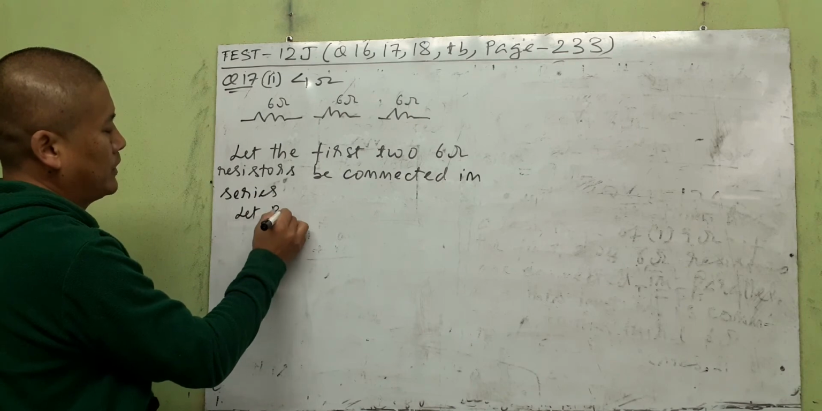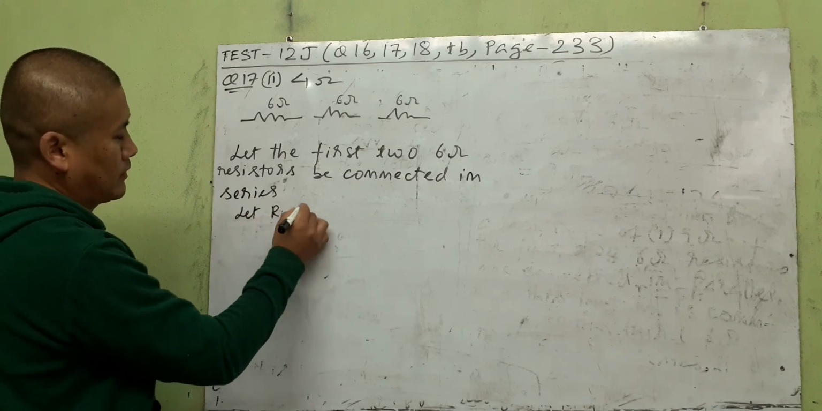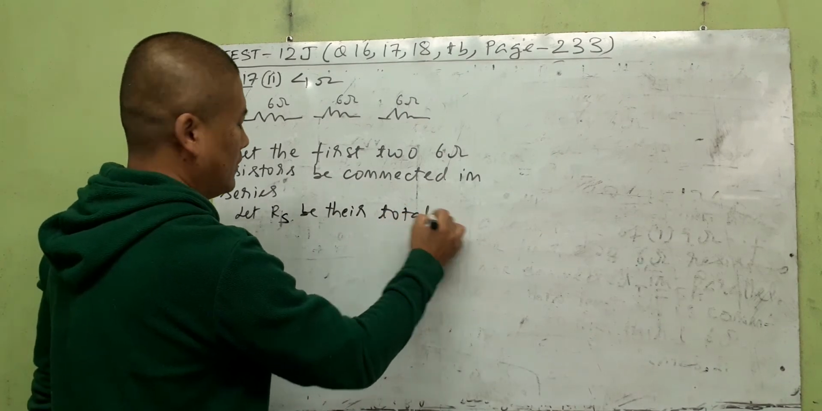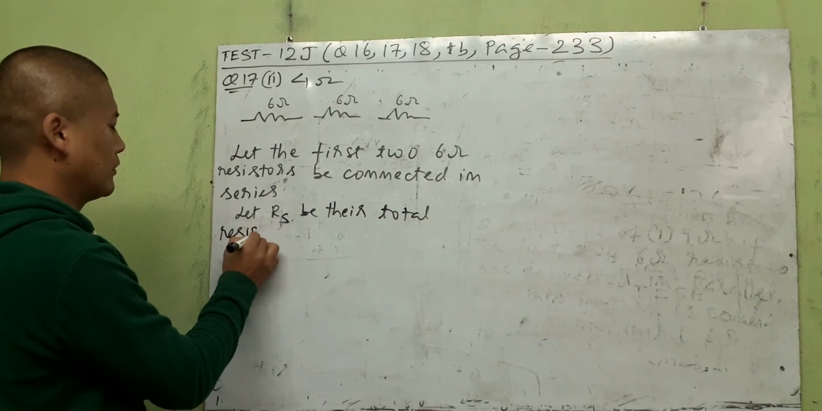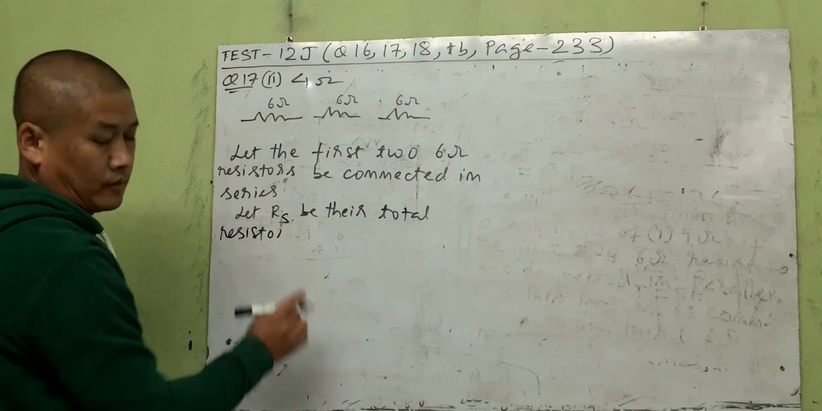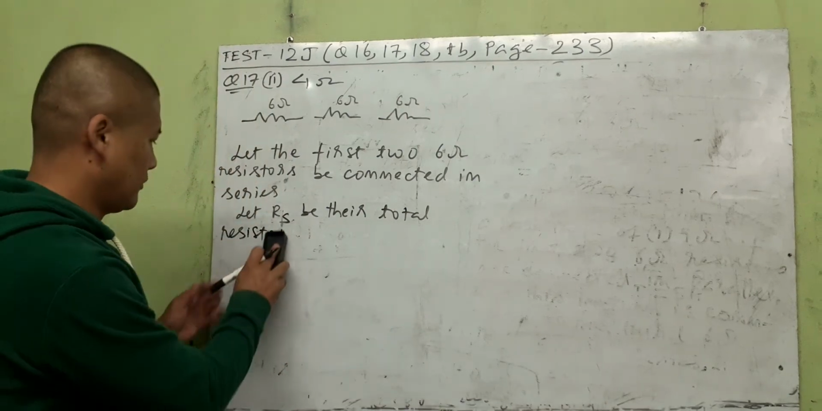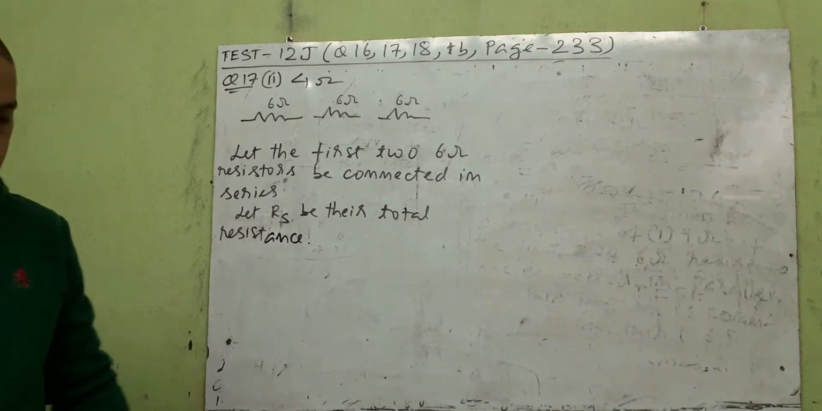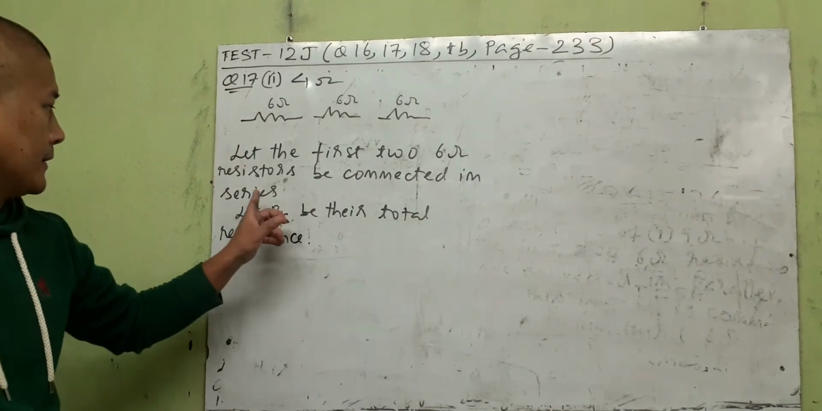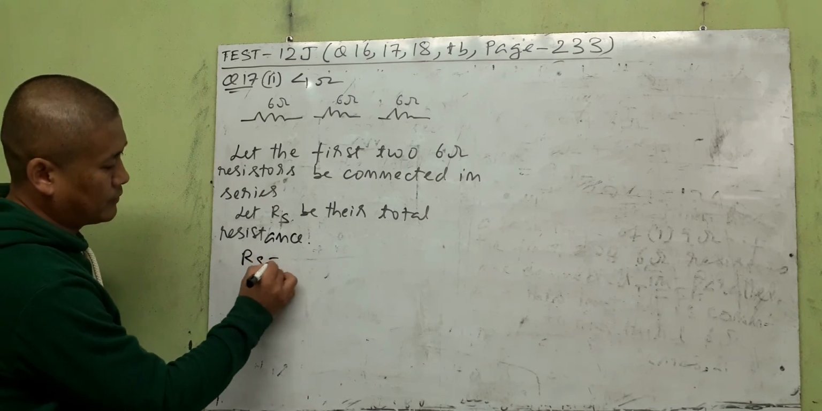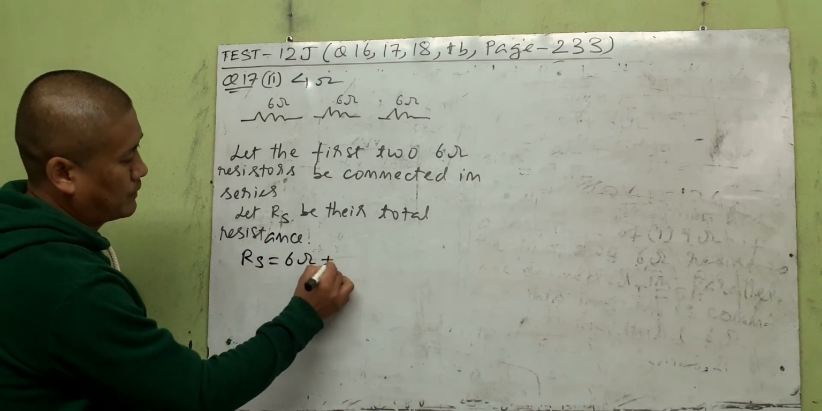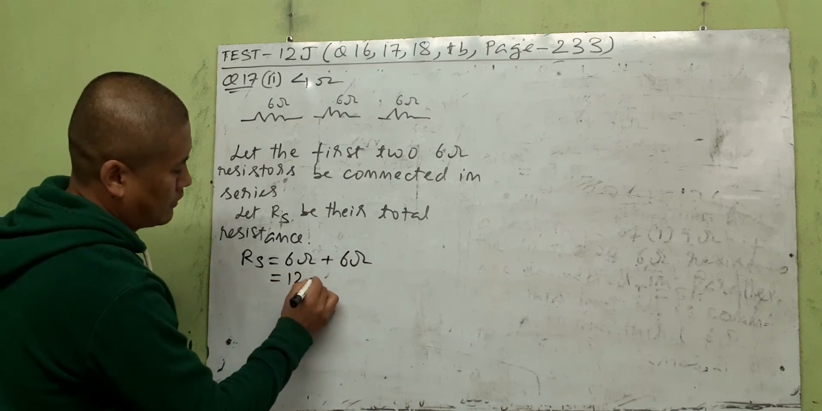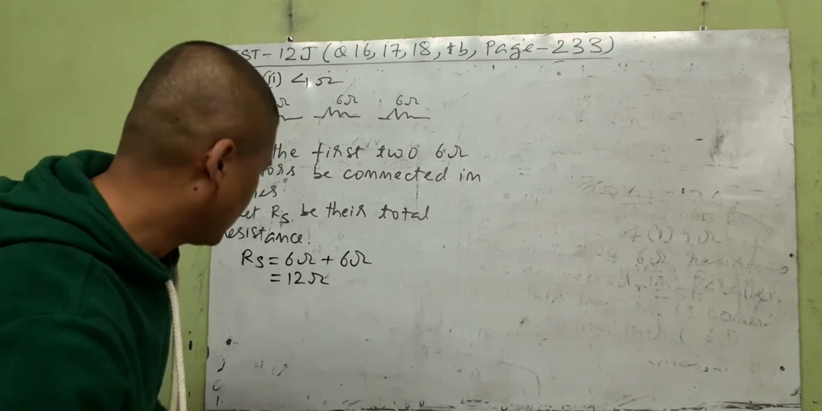Let RS, series, be their total resistance. That means the total resistance of the first two 6 ohm resistors when they are in series. Since they are clearly in series, the formula for total RS will be first one plus second one, which is simply equal to 12 ohms. 6 plus 6, 12.